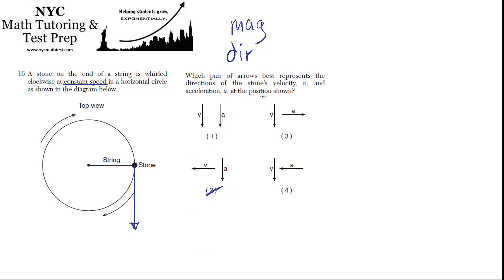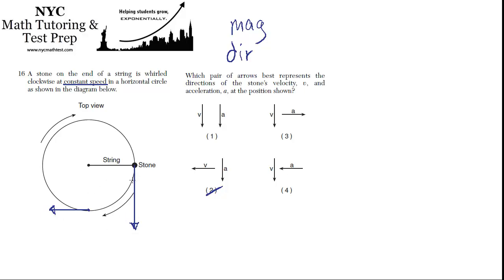Now what about the acceleration? The acceleration is not changing the speed or the magnitude of the velocity. It's serving only to affect the direction. So if the direction of the velocity is straight down at this point, at some point in the future, suppose it's right here at the bottom, the velocity is going to be to the left. So how does the velocity vector get from being straight down to being to the left?